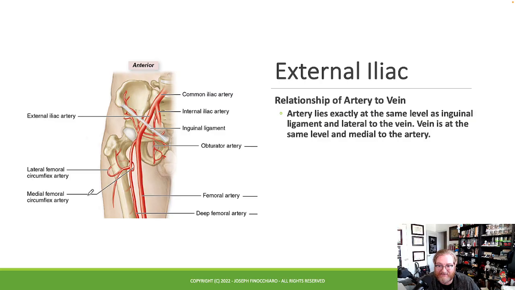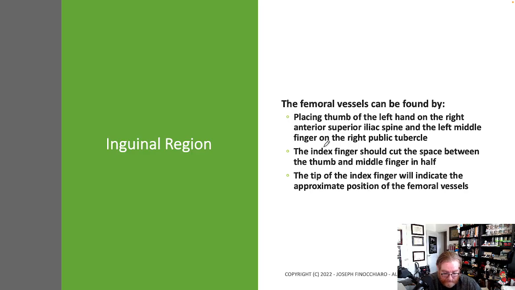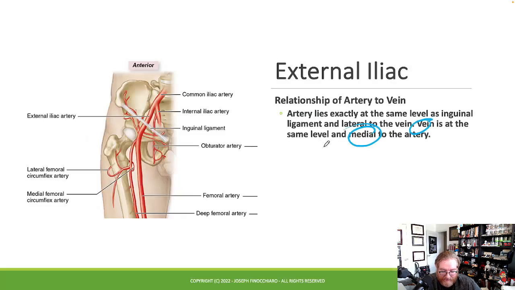This is essentially the same as what we found in the wrist. Now, the vein is more medial than the artery is. You can find the femoral vessels by placing the thumb of the left hand on the right anterior superior iliac spine, and the left middle finger on the right pubic tubercle. The index finger should cut the space between the thumb and middle finger in half, and the tip of the index finger will indicate the approximate position of the femoral vessels.